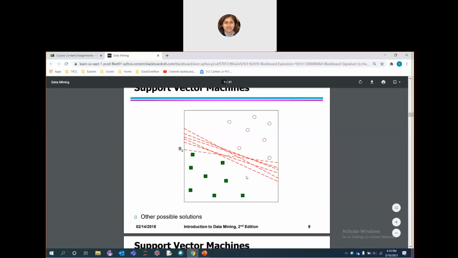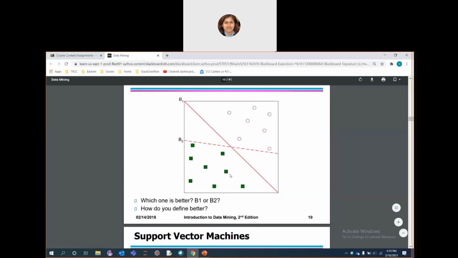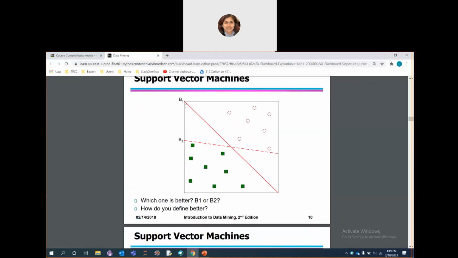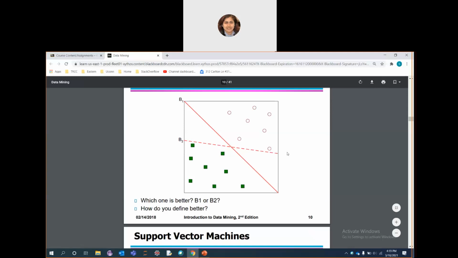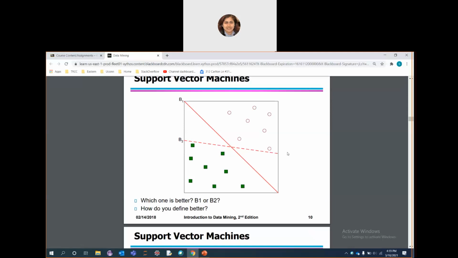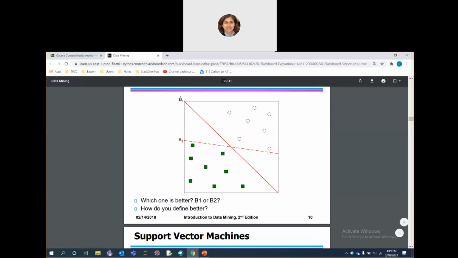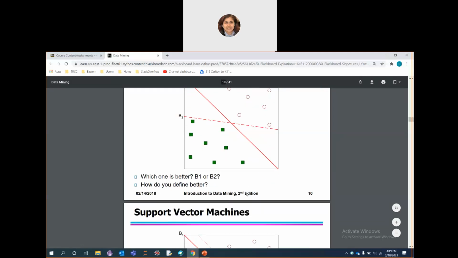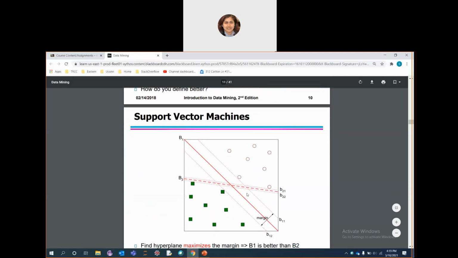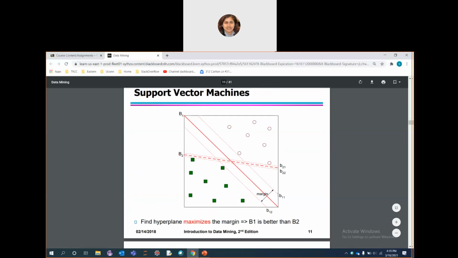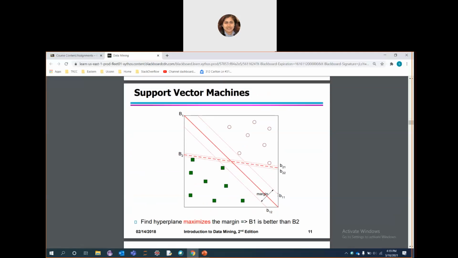So in between all these possible solutions, let's see the next slide. You have B1 and you have B2 here. Both of them partition our dataset effectively. But which one is better, B1 or B2? That is what SVM is about. Let's see different scenarios to understand the support vector machine better.